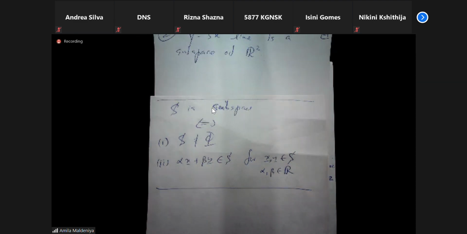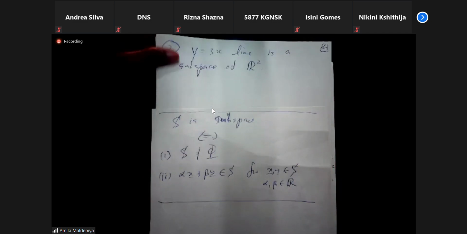Right. Any students who have got the result or proved those things? This line is a subspace of R2. No one? Anybody else? Right, no one, no? Right.